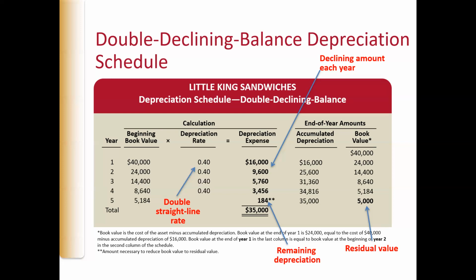But the important piece to be aware of here is when we do the depreciation for double declining, we use the $40,000. We don't subtract the residual value from the book value. We use the $40,000 and we double that rate, and we keep using that rate until we hit the residual value and we stop.